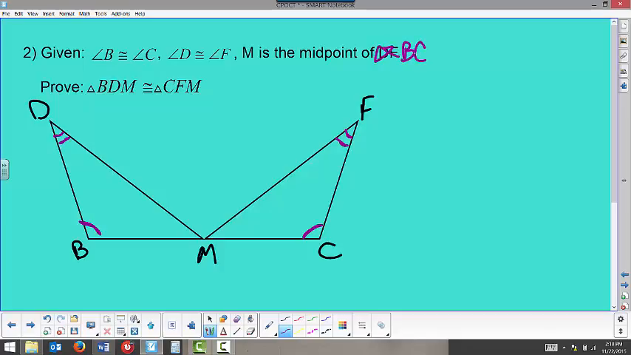So if M is the midpoint of BC, what do I know about a midpoint? I know that that's going to split the segment into two congruent pieces. So that means that's going to be congruent to that. So when I look at those two triangles, I'm really looking at an angle side relationship. So I've got angle side, angle side. So once again, I'm going to just write the statement reason proof.